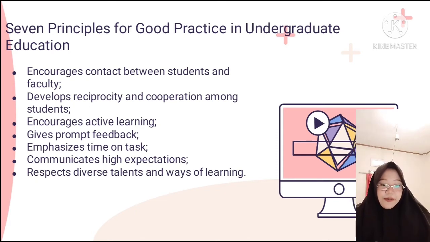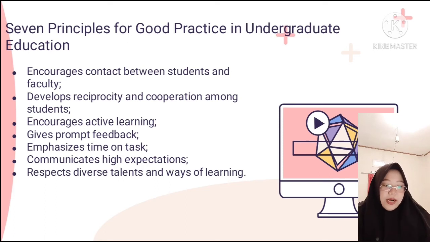There are 7 parts from good practice in undergraduate education. Number 1 is encourage contact between students and faculty. And number 2, develop reciprocity and cooperation among students. Number 3, encourage active learning. Number 4, give prompt feedback.